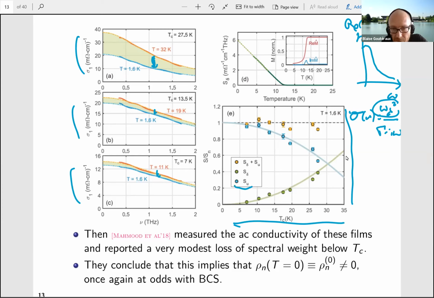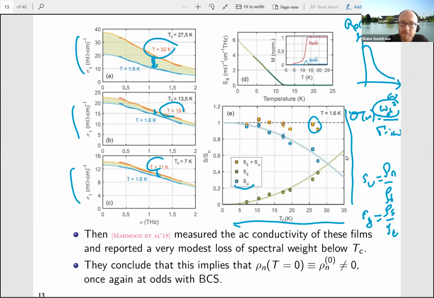They plot the normal density, or the normal ratio, so you can think of rho n over rho total. And delta is the superfluid fraction, rho s over rho total. The yellow dots here are the sum of these two quantities, and they asymptote to 1, as you can see, where rho total is determined from the measurements in the normal state. So this is a good cross-check that they're extracting things consistently.